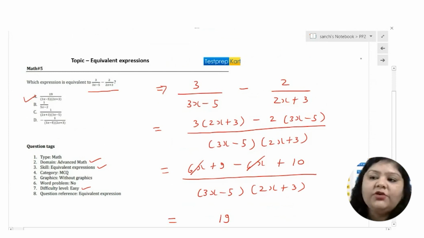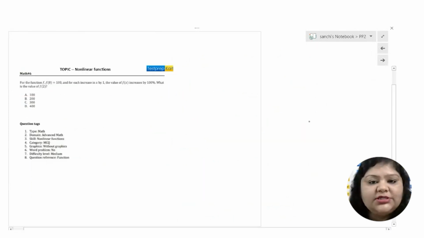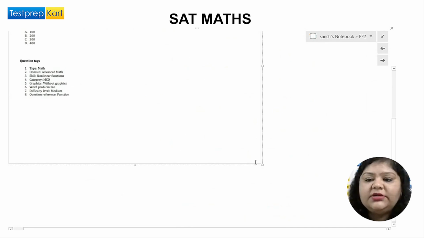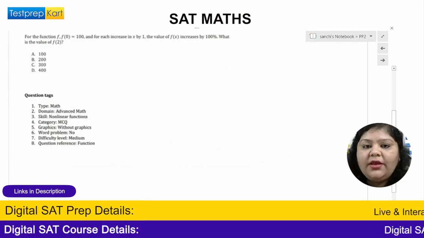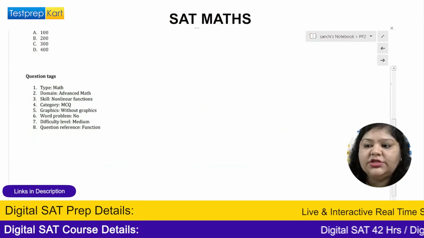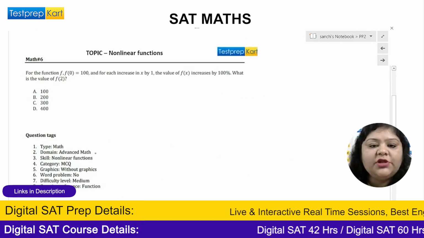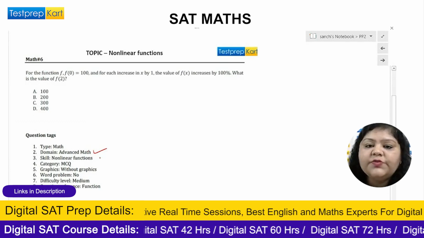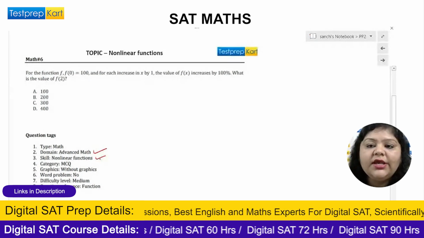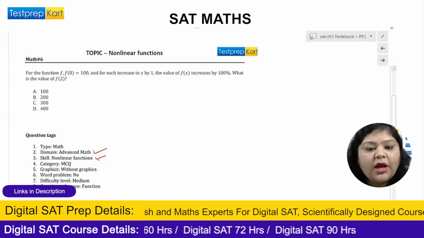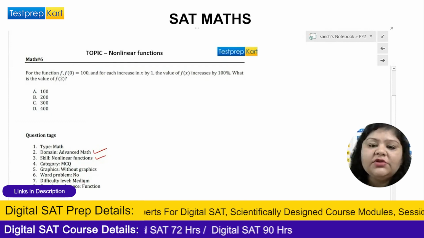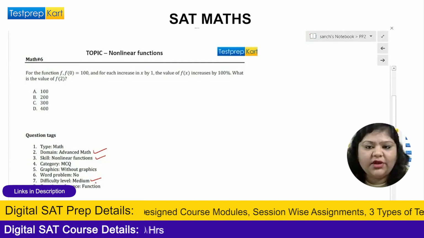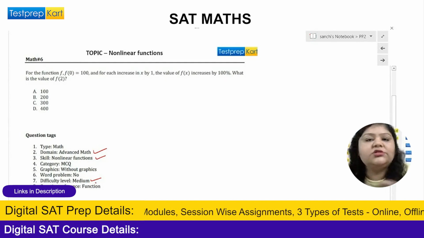Let's just move ahead to the next question, which is question number 6. Again, let me just scroll this a little bit. Now see, this question number 6 belongs again to the advanced math module. From the advanced math, it belongs to non-linear functions. Now let's check the difficulty level. That belongs to a medium one. So of course, that's just a mediocre difficulty one. It's not at all easy, and of course, it's not at all hard.